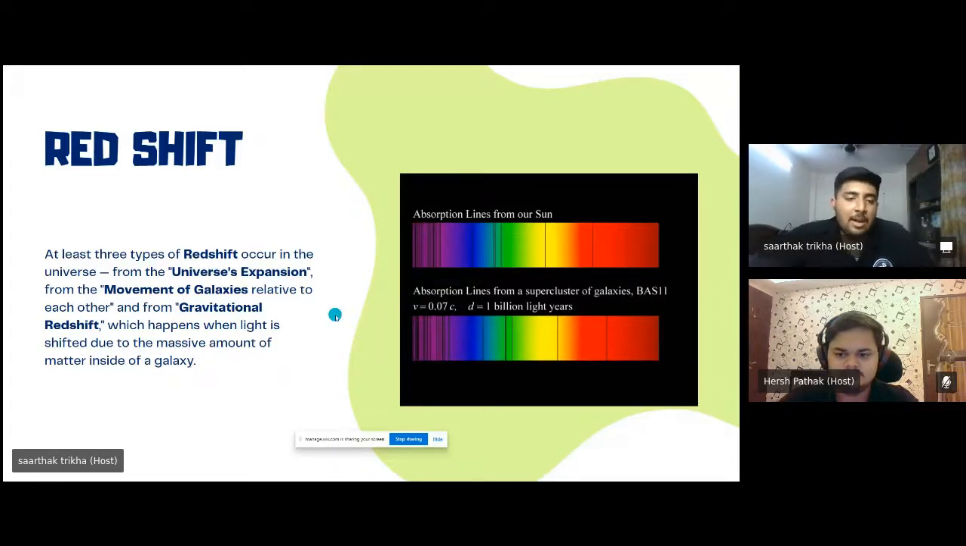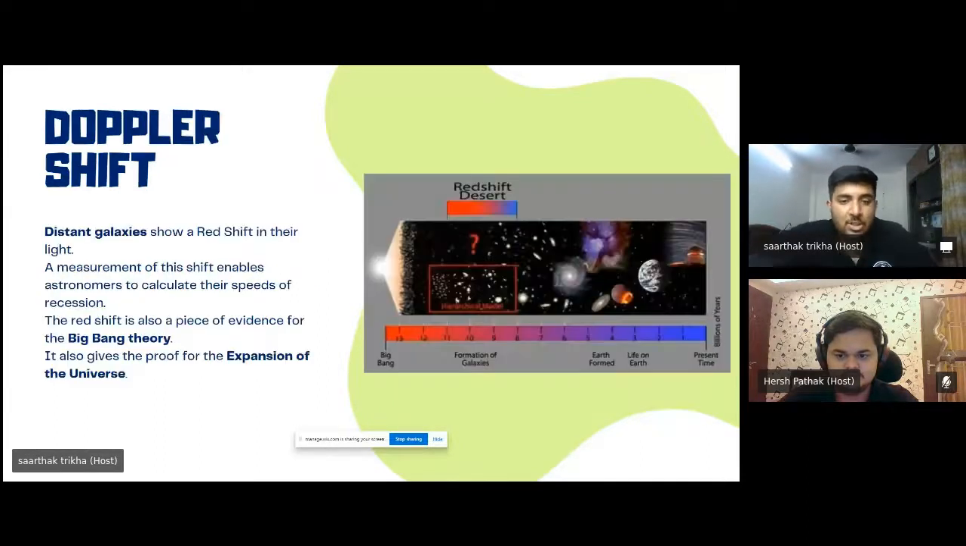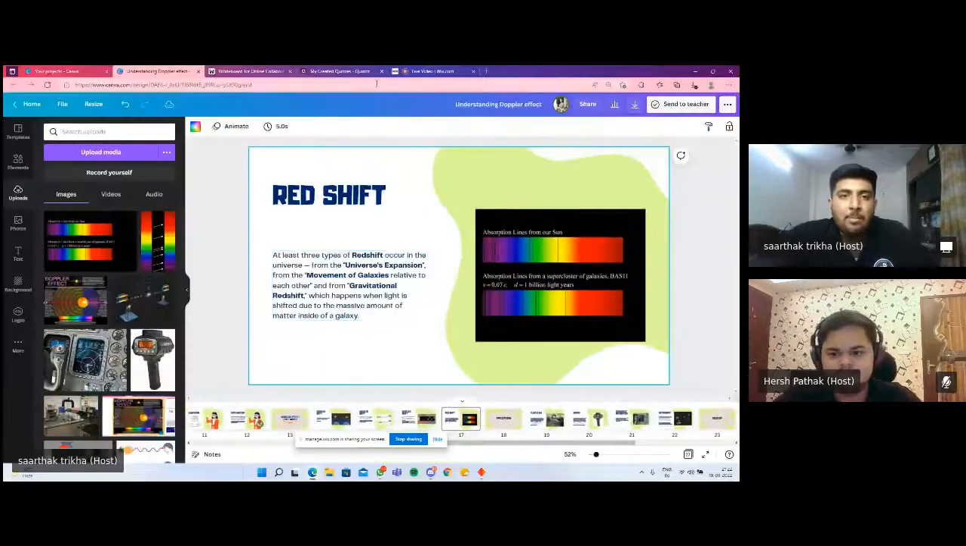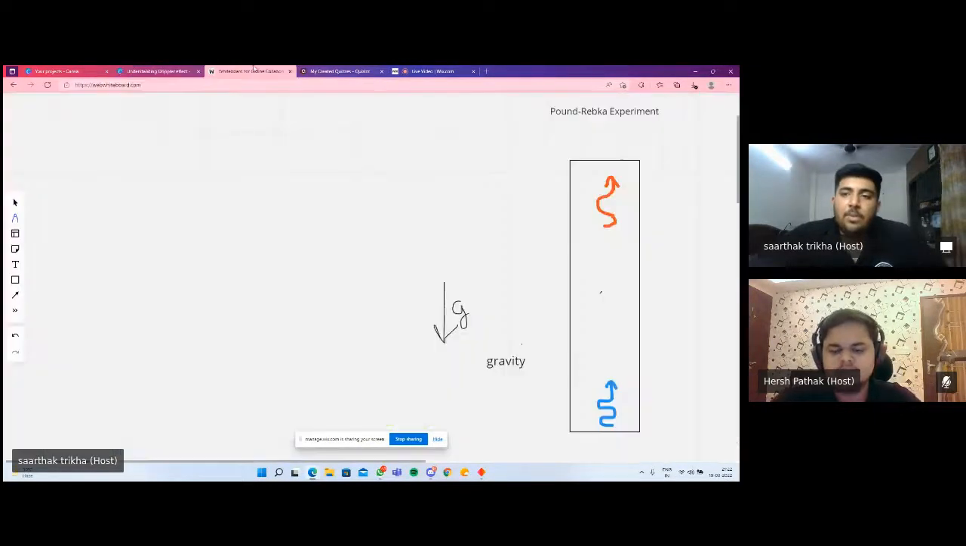From here we learned that the universe is expanding at some rate and it's not constant. So the Big Bang theory and the expansion of the universe came from this redshift, and then there were other theories to support them. Okay, now I have prepared some examples for a better understanding.